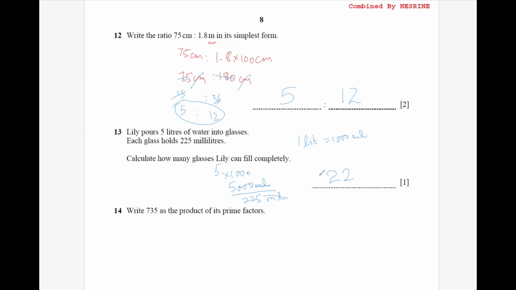Okay, for question number 14: write 735 as the product of its prime factors. So writing it in prime factorization form: 3 2s are 6, 3 4s are 12, 3 5s are 15, and then 5 4s are 20, 5 9s are 45, and then 7 7s are 49, and 7 1s are 7. So the prime factorization of 735 is 3 times 5 times 7 square. So that completes question number 14.